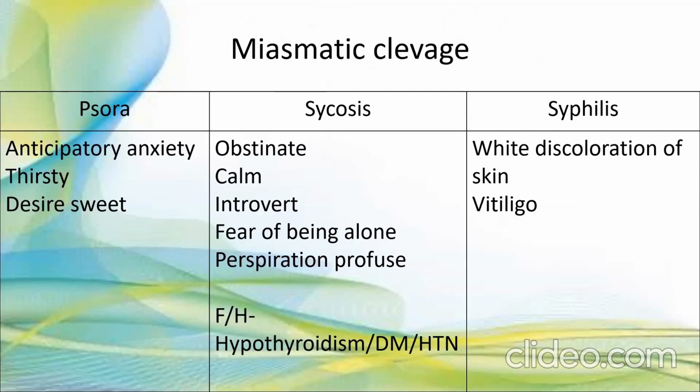Miasmatic cleavage: in psora, it covers anticipatory anxiety, thirsty patient, desire for sweet. In sycosis, obstinate, calm, introvert, fear of being alone, profuse perspiration, family history of hypothyroidism, DM, hypertension. In syphilis, it causes white discoloration of the skin, and vitiligo.